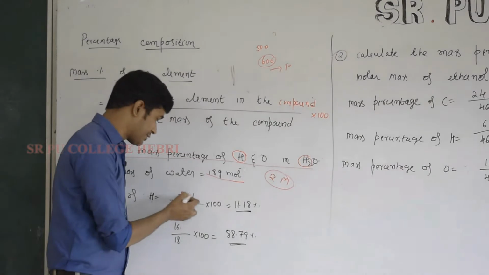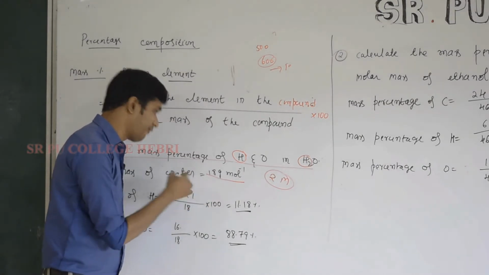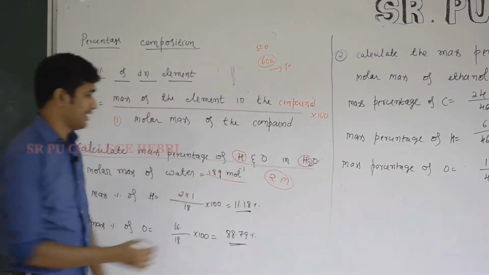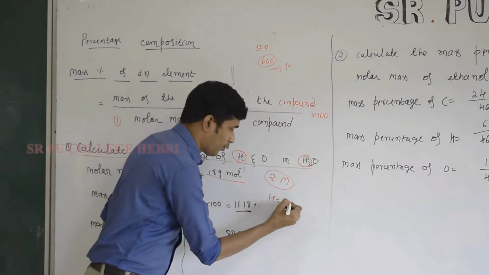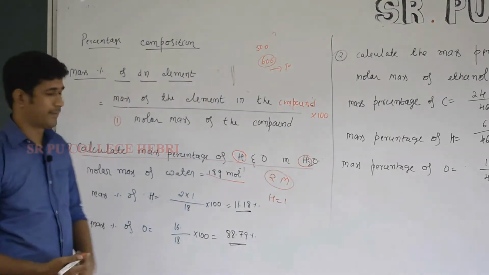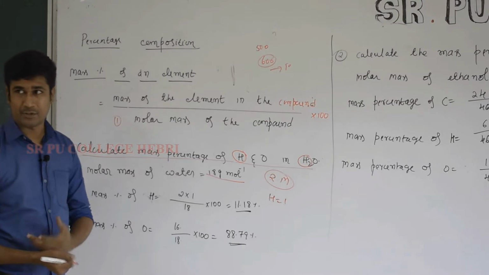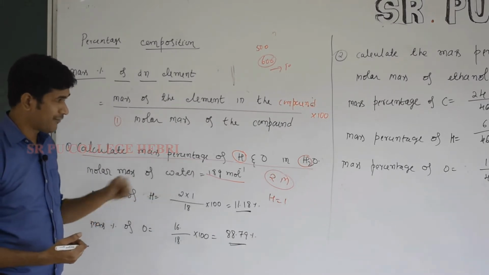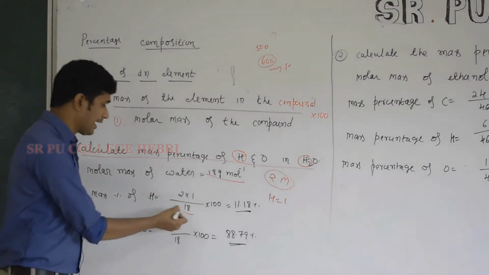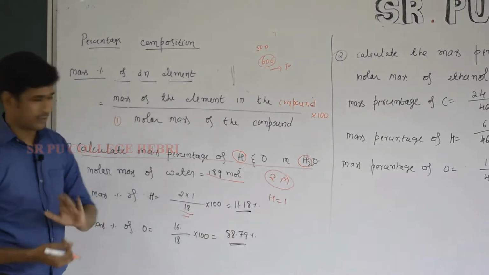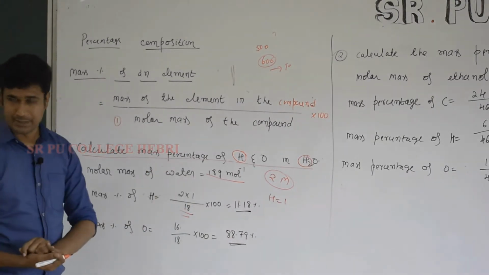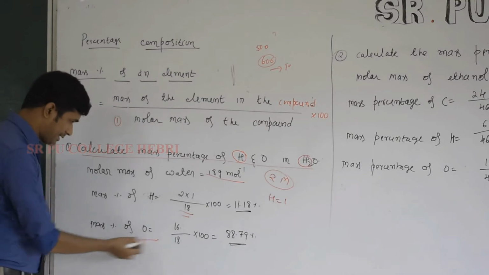Understood why it is 2 into 1? 1 is the mass of hydrogen. An individual hydrogen atom weighs 1 unified mass or 1 gram per mole. There are 2 hydrogen atoms, so I have taken it as 2 into 1 divided by 18. What is this 18? 18 is the molar mass of water. Understood? So 11.18%.